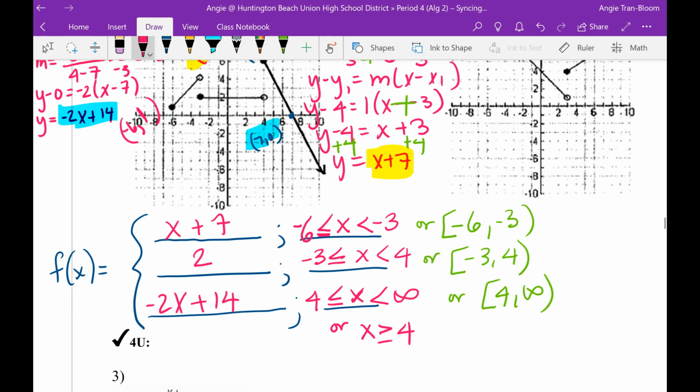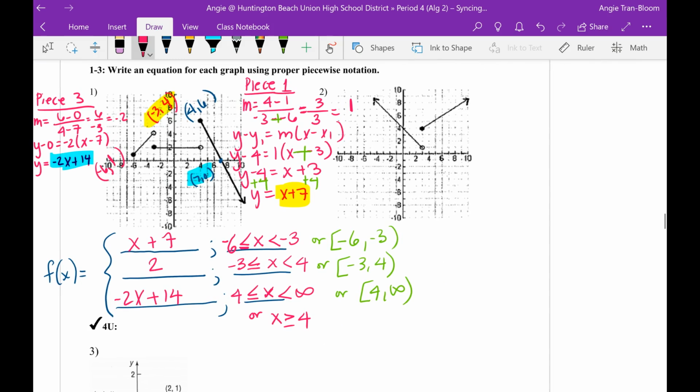That's how you guys write piecewise. Okay, I'm going to pinch that in so you can see it. Ask me now if something didn't make sense, like you didn't understand how we got the distribution, or you didn't know how to get the points, or you didn't know how to get the slope.